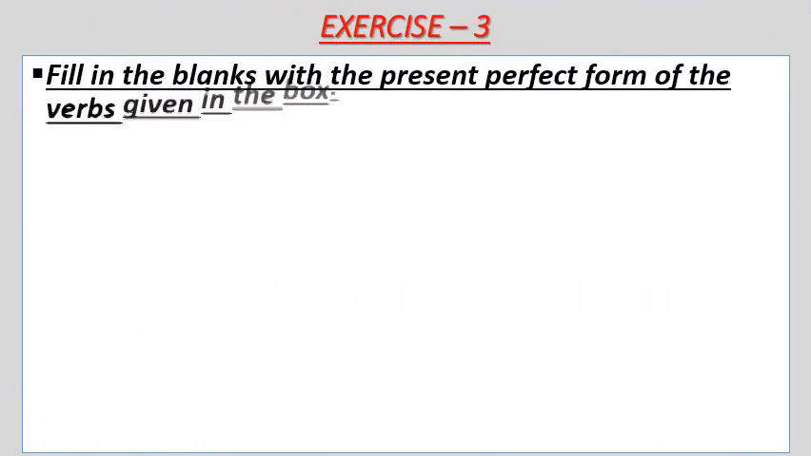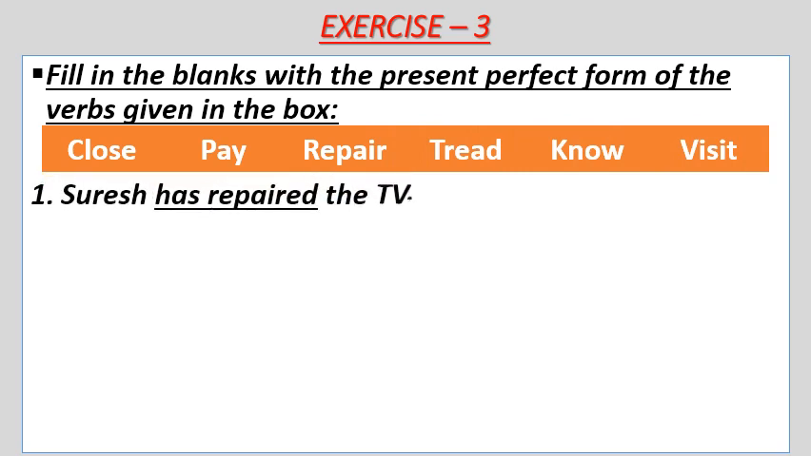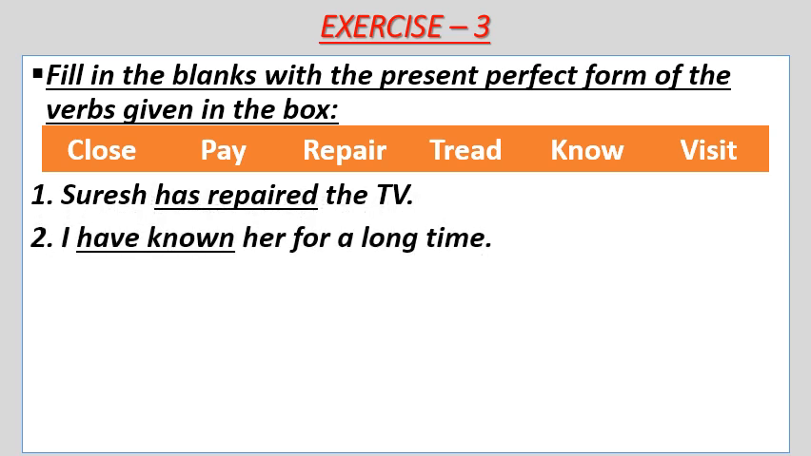Exercise number 3. Fill in the blanks with the present perfect form of the verbs given in the box. Close, pay, repair, tread, know, visit. Number 1. Suresh dash the TV. Answer is has repaired. It is used for past action when we think of their effect in the present. Number 2. I dash her for a long time. Answer is have known. It is used to express situation that started in past and is still true.